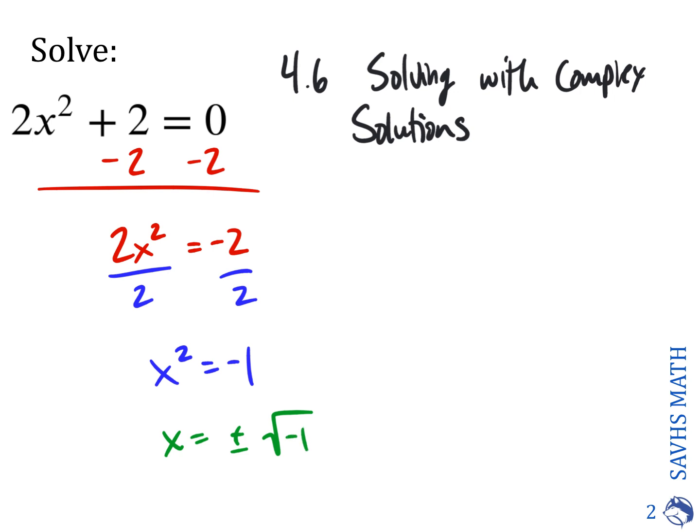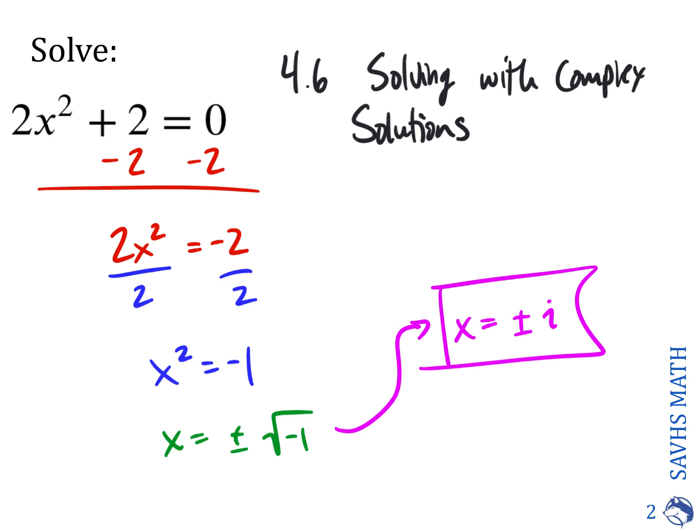The square root of negative 1 doesn't actually exist. It's an error. It's not real. And so we have to make up something to explain what it is. And so mathematicians have decided to call this thing i. And so we would say x equals plus or minus i as our answer.